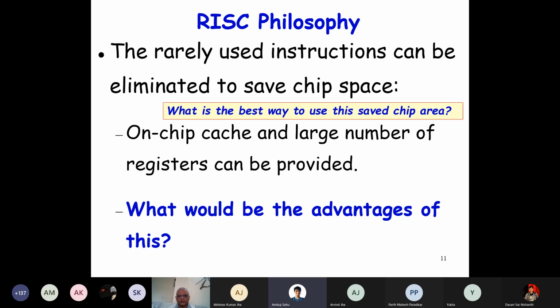Because the intermediate results are getting saved, we can increase the clock rate. We don't have to transfer the results each time to the memory. So that's the correct answer: we reduce the memory traffic.